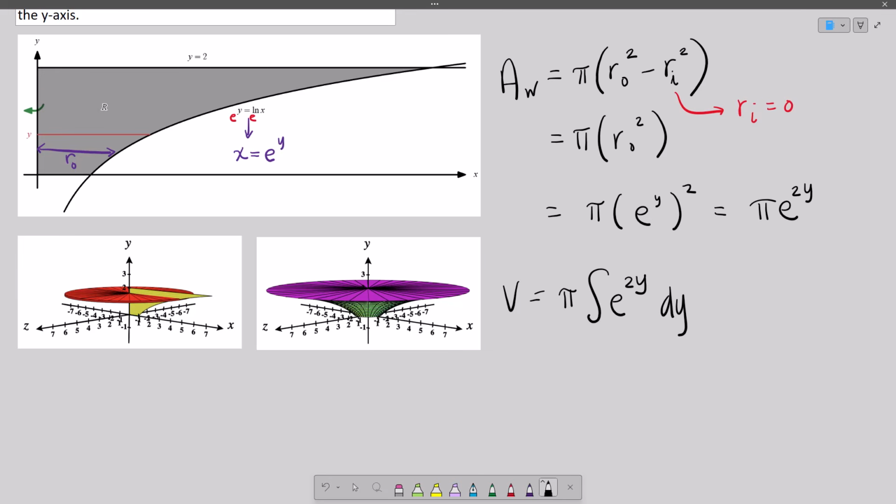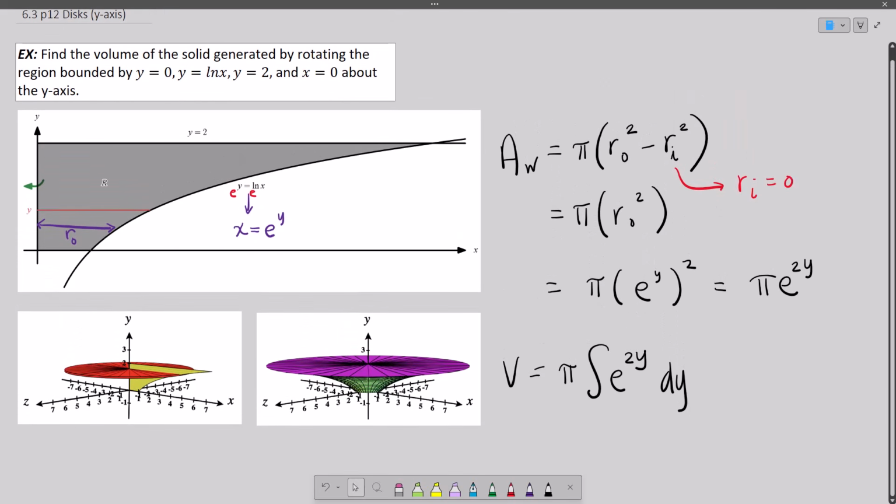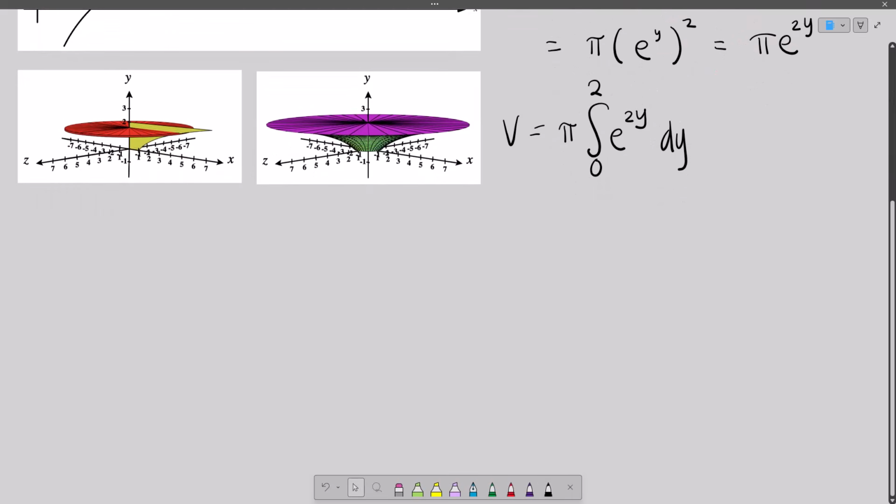Now, limits of integration. They come from the y-axis. In this case, they're given to us. We see that this is y equals 2. We know the x-axis is y equals 0. So we're going from y equals 0 up to y equals 2. Those are the limits of integration. And that's our setup.